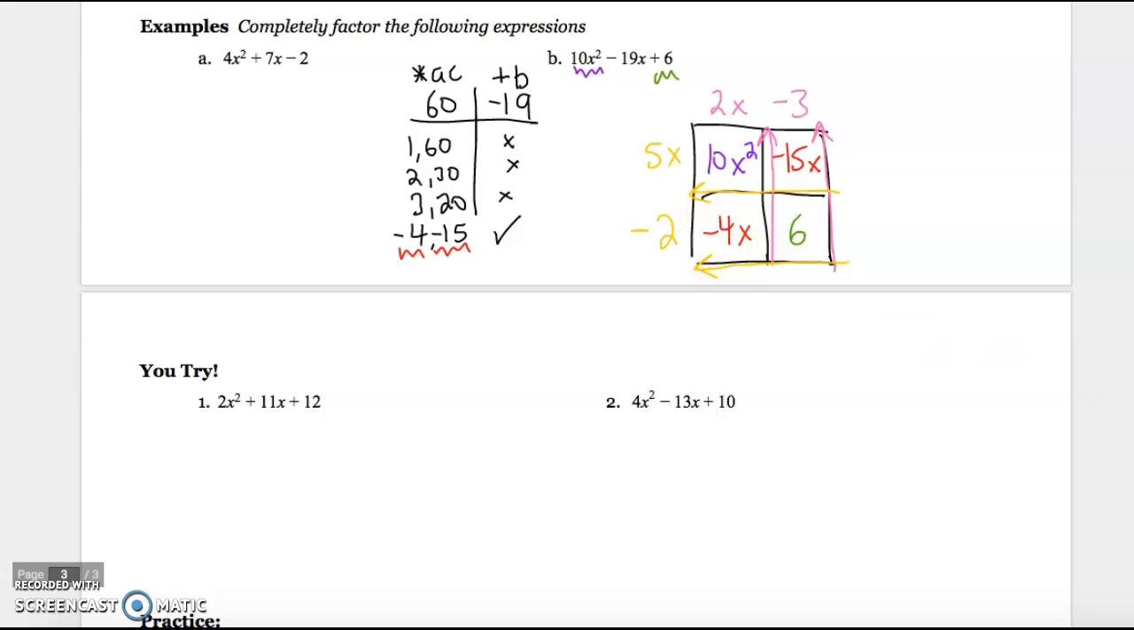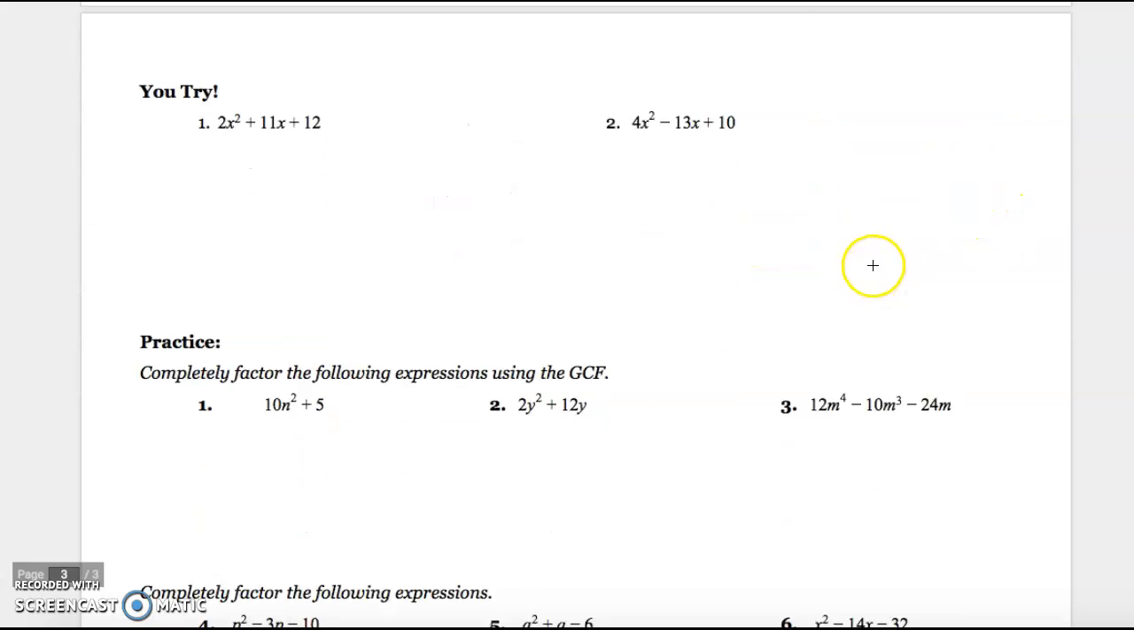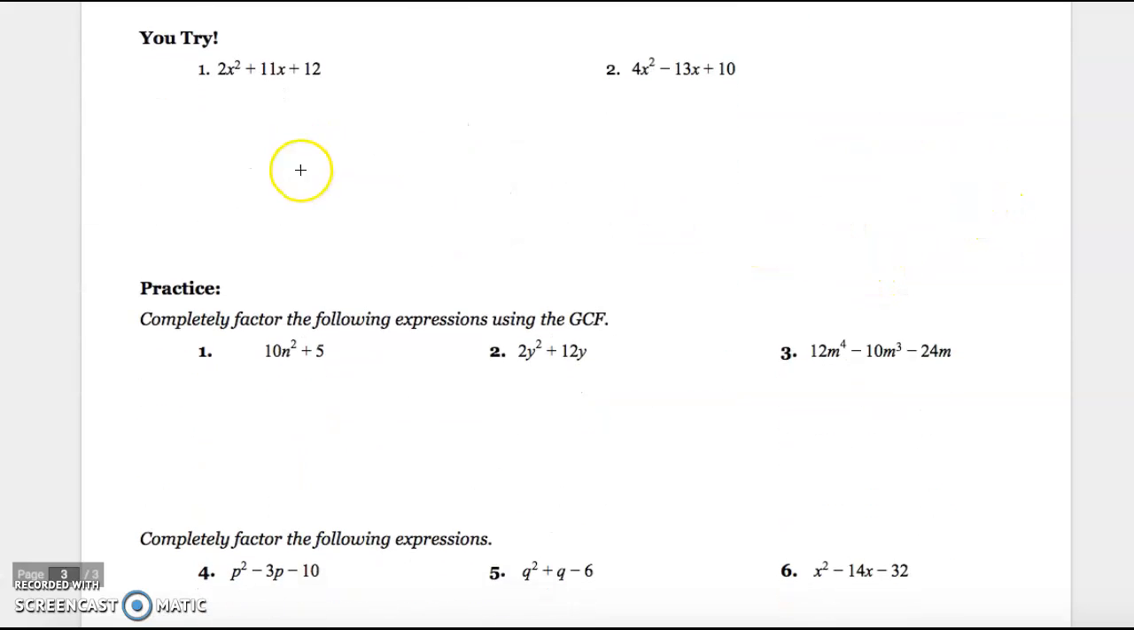All right, and then those are my factors. So my factors, if I factored it out, would be 2x minus 3 and 5x minus 2. And again, if you're going to solve, separately set those equal to 0 and then solve for your x values. All right, if you want to go ahead and try those U-tries, go for it. So go ahead and pause. And then now I'm going to go through them.